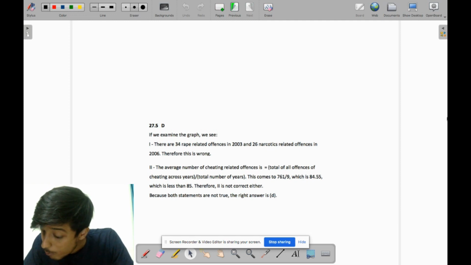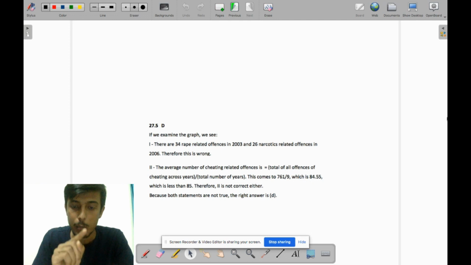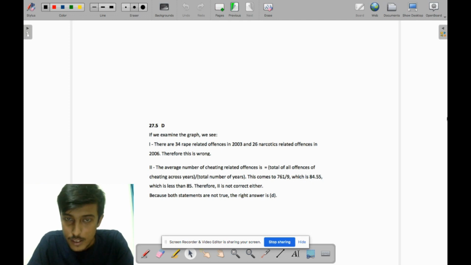Now, second, the average number of cheating related offenses across all years is more than 85. Now, cheating across all years, again, you'll add all the cheating across all years, which will come to a total of 761. How many total years are there? 9. So total number of cheating offenses divided by total number of years. Normal average formula. So 761 divided by 9 gives you 84.55. You don't even need to go into the decimal because the question is asking whether it's more than 85 or not. So as soon as you get 84, it won't be more than 85. So that option is also not correct. So the answer will be none of the options, D.